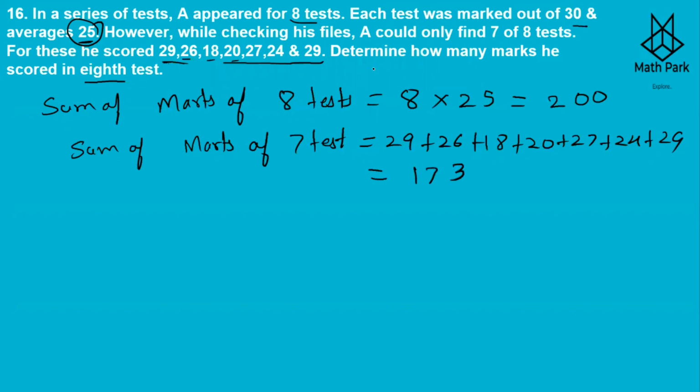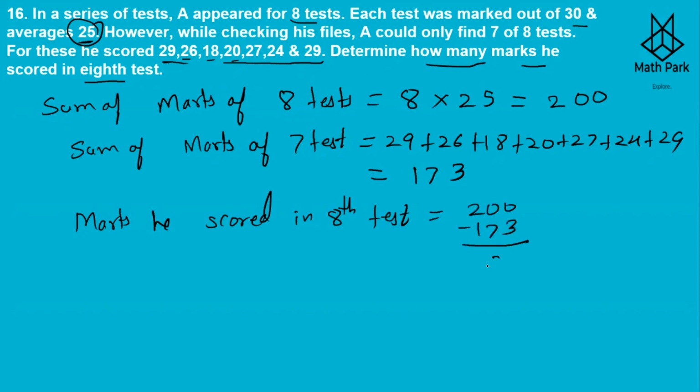Now you are asked to find how many marks he scored in the 8th test. So we know the sum of the 8 tests' marks. We know the sum of the 7 tests' marks. So the marks he scored in the 8th test is going to be the difference between these. That is 200 minus 173, which is 27.